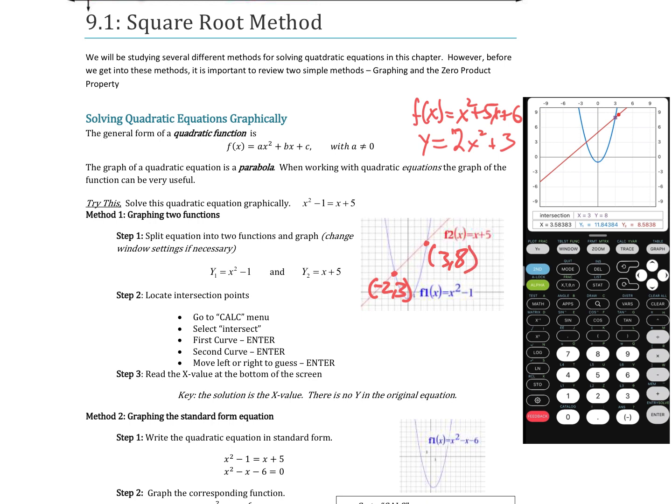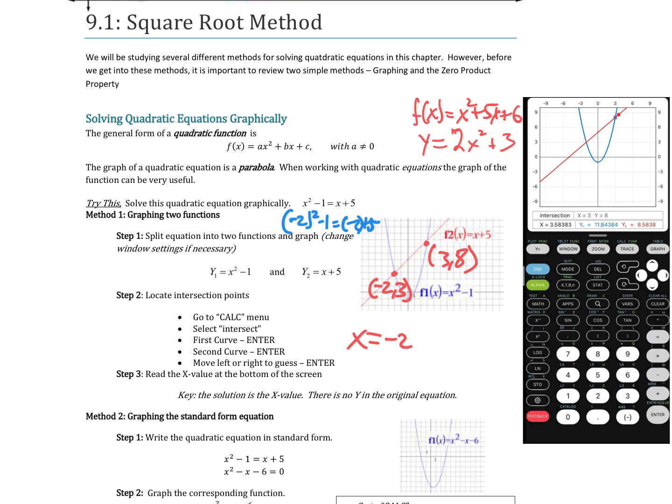And so those x values are the solutions we're looking for. When x is -2, y is 3. If you plug -2 into both of these, you're going to get -2 squared minus 1, which is equal to 3. When you plug in -2 plus 5, that is also equal to 3. So if you plug in -2 for x, you get 3. So -2 is an answer.